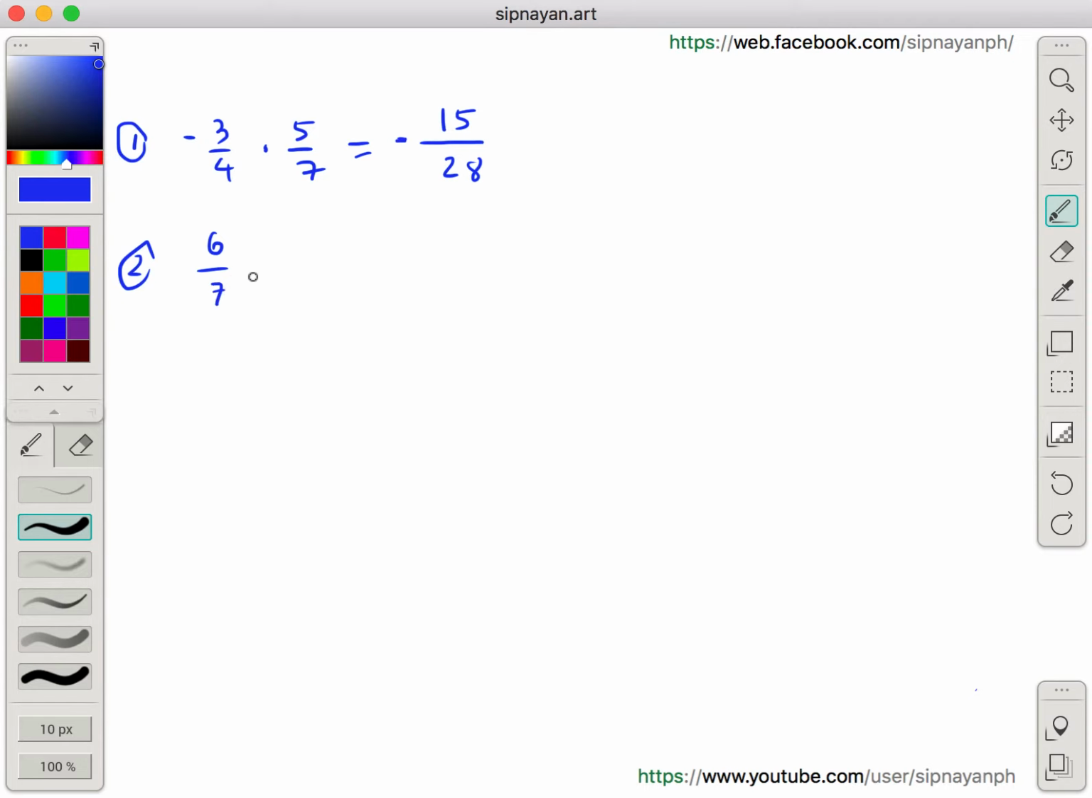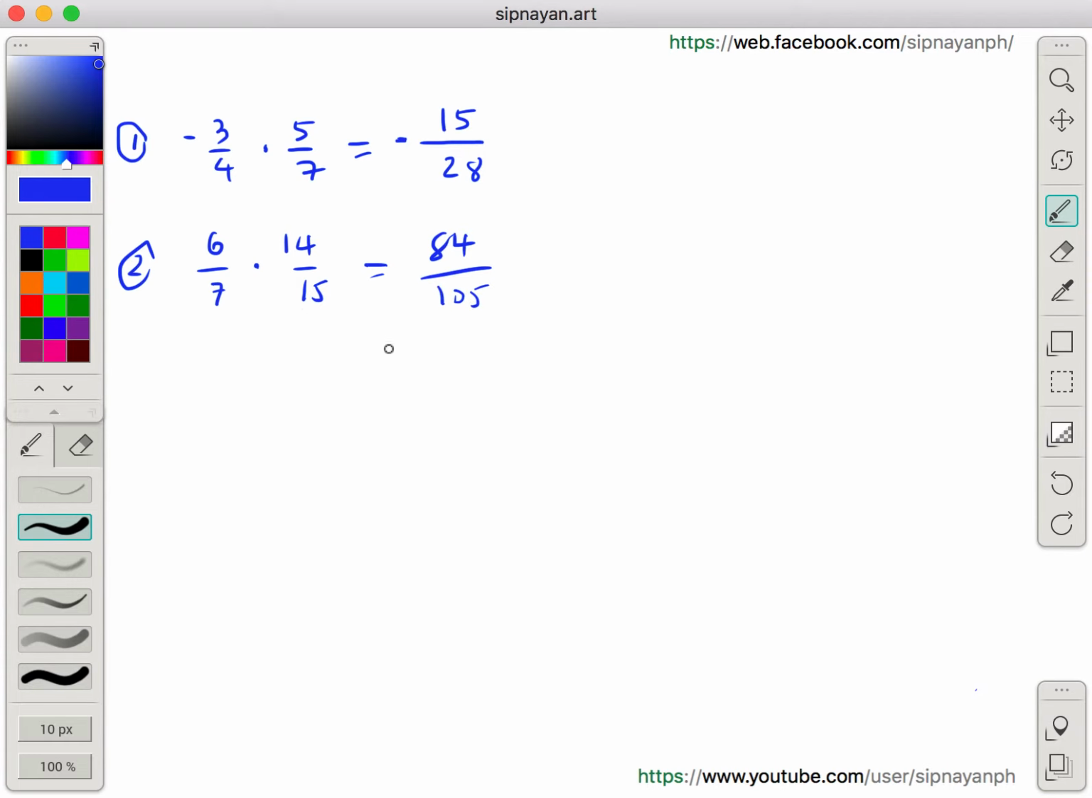6/7 times 14/15. Now, merong short way of doing this, and syempre yung long way dito is we multiply both the numerator and the denominator. So, the numerators and the denominators. So, 6 times 14 is, ilan yun? 84. 84 over 7 times 15. 7 times 5 is 35. 7 times 10 is 70. 70 plus 35 is 105.